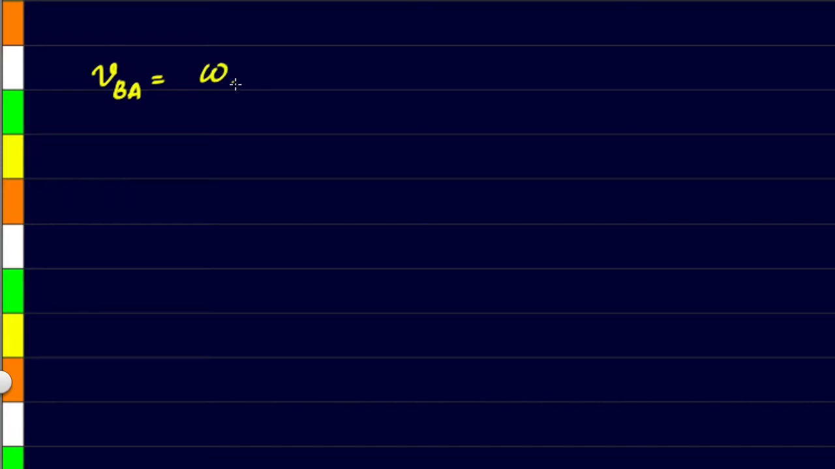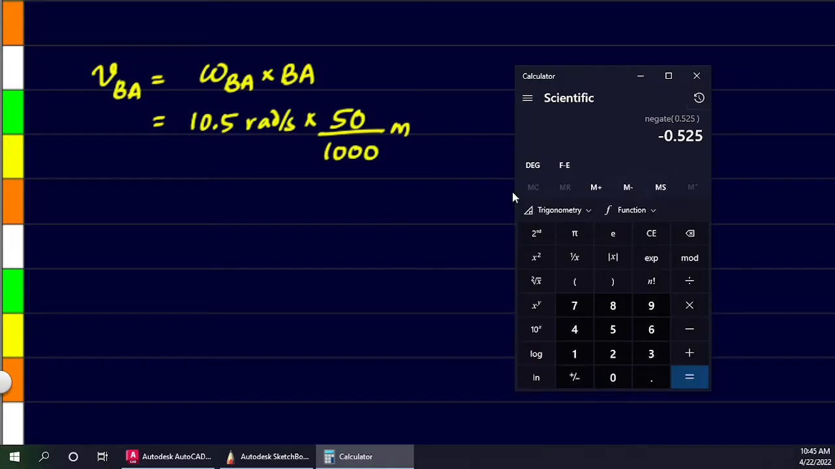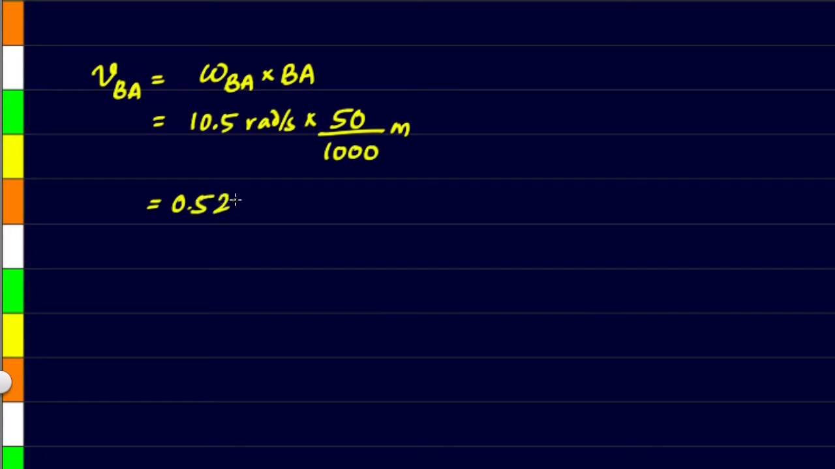So now this is given by omega of BA, and it needs to be multiplied with the radial distance, and that is BA itself. So we can read the problem to see that omega has been given as 10.5 radians per second, and the length BA or AB has been given as 50 mm. So this mm needs to be converted into meters, so we need to divide it by 1000 to get meters. So when you do the calculation, we get 0.525, and this value is in meters per second.